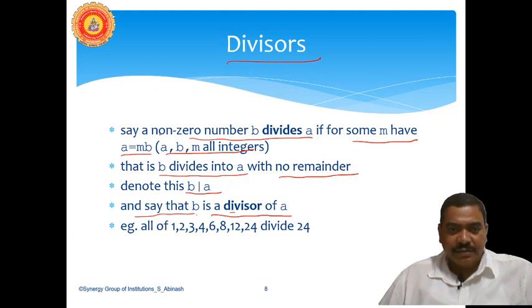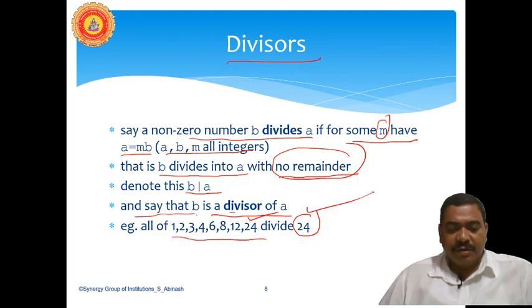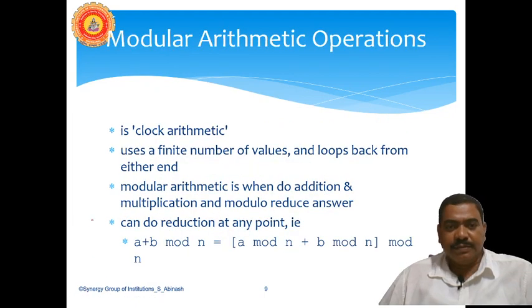For any integer, say a non-zero number B divides A if for some value of M we can write A is equal to MB. That is, B divides into A with no remainder. So that is denoted as B divides A, and we say that B is a divisor of A. For example, 24 is divisible by 1, 2, 3, 4, 6, 8, 12, and 24 itself. So all are divisors of 24. Already you know everything in discrete mathematics.